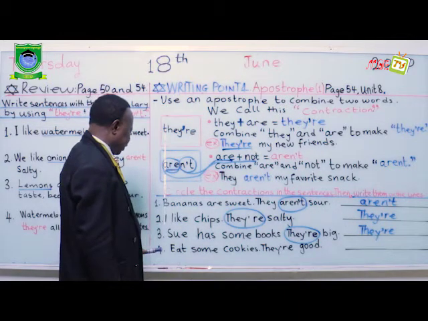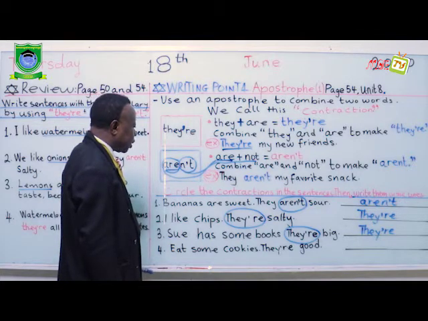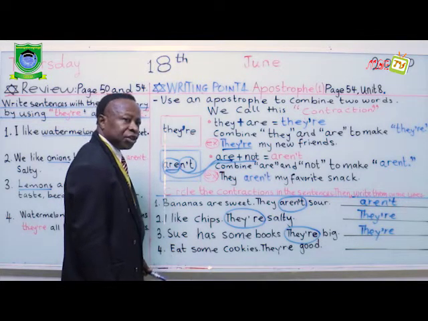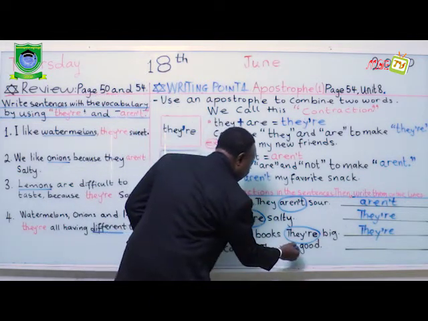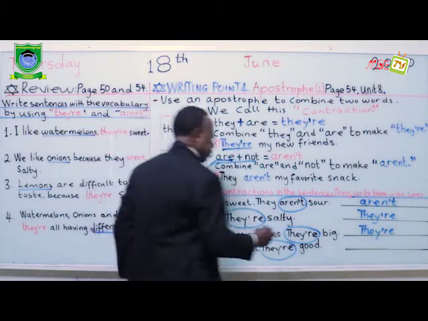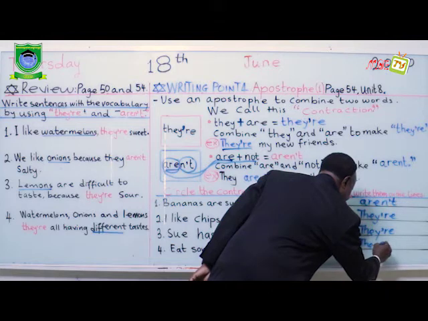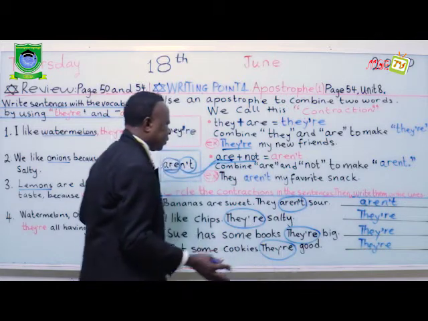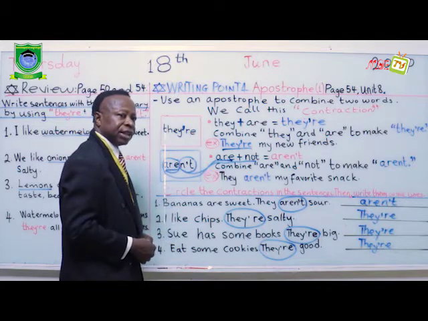Okay. Next is number four. I eat some cookies. They are good. I eat some cookies. They are good. So where is the contraction in this fourth sentence? Automatically it's they are. They are the contraction. So write the contraction also here. Apostrophe R-E. So this is the end of the contraction in sentences for this lesson.